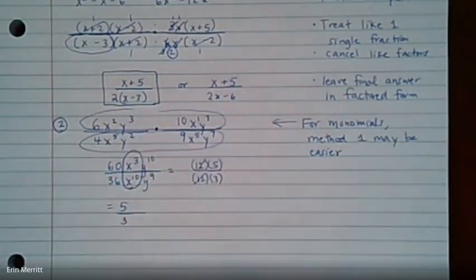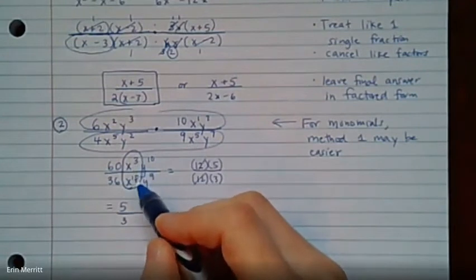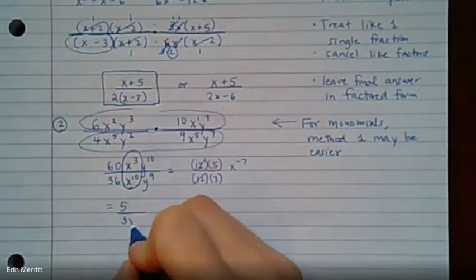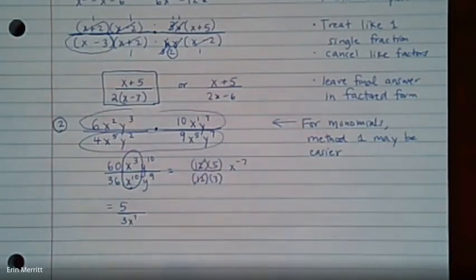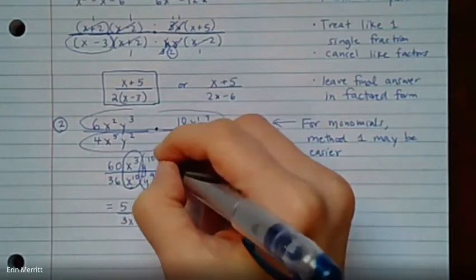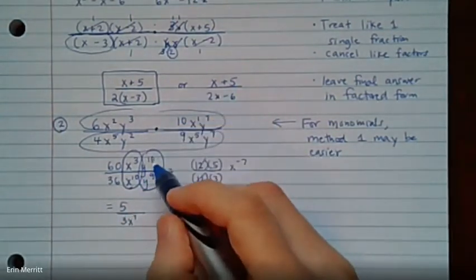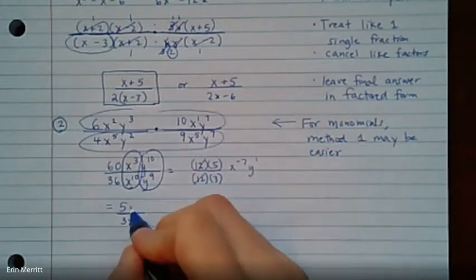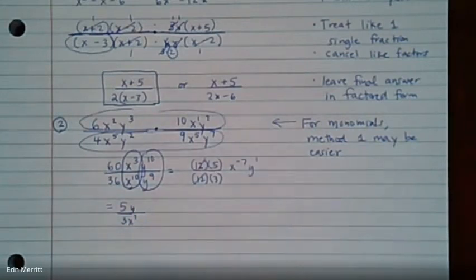As for the x's now, you're subtracting those exponents. So 3 minus 10 would give me x to the negative 7th. But I don't want to leave a negative exponent. That just means I'm going to have x to the 7th in the bottom. And then for the y's, subtract those exponents. 10 minus 9, I'm going to get y to the 1st, and it's positive, so it's going to stay in that numerator there.